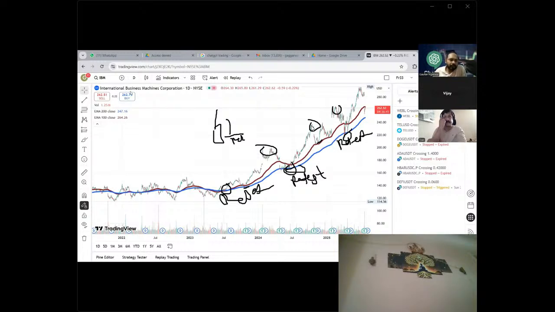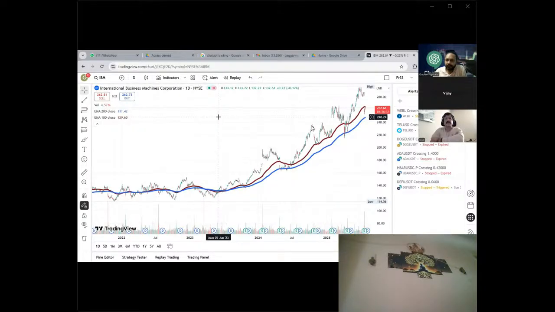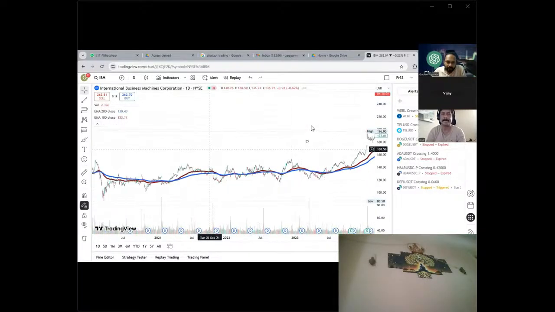So here we can also use it for reversals, but we should cross the blue line. Yes, you can take a short position also, but the red line should cross the blue line and the price should also be below both lines. I will show you once.